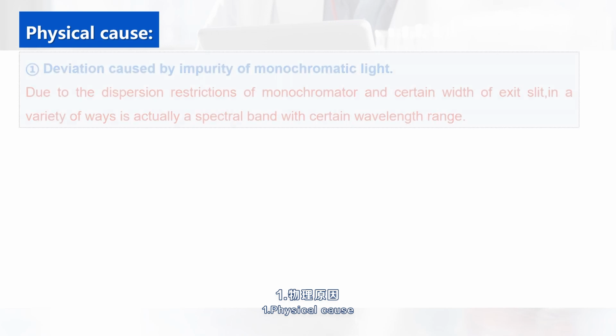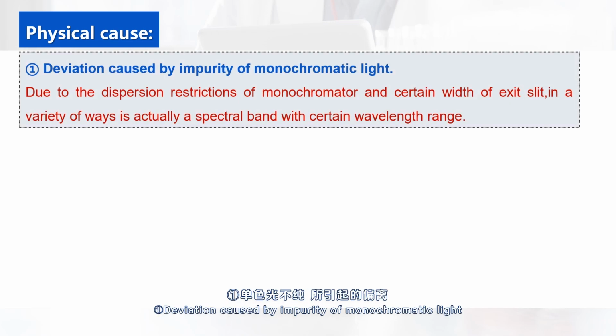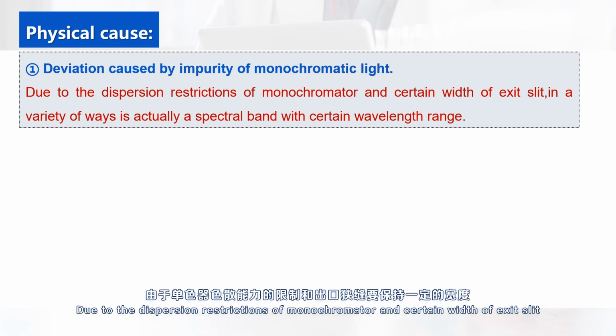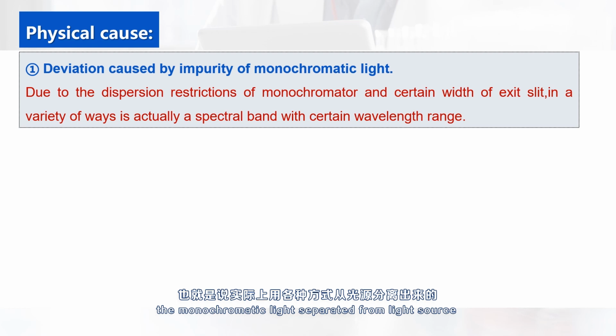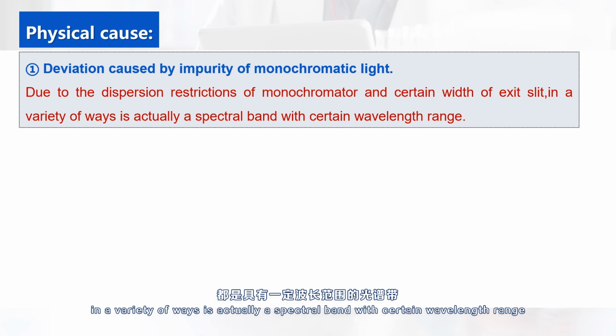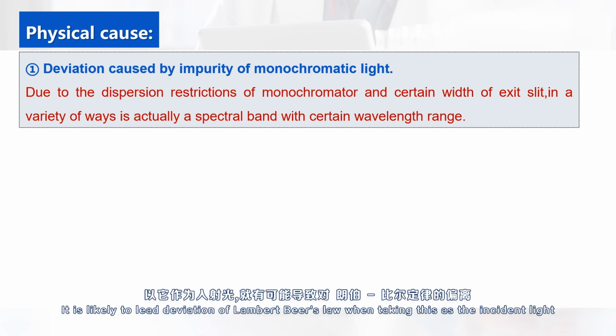First, physical cause. 1. Deviation caused by impurity of monochromatic light. A continuous light source is used in junction with a monochromator. Due to the dispersion restrictions of monochromator and a certain width of exit slit, the monochromatic light separated from light source in a variety of ways is actually a spectral band with certain wavelength range. It is likely to lead to deviation of Lambert-Beer's law when taking this as the incident light.